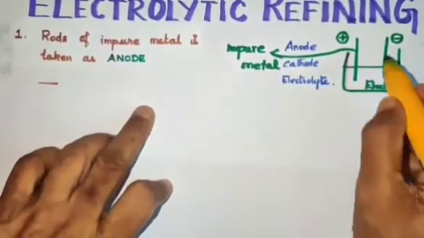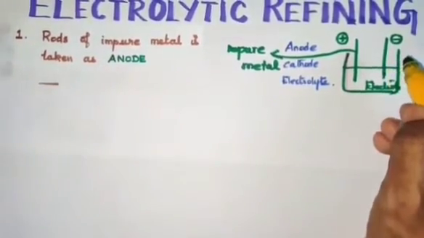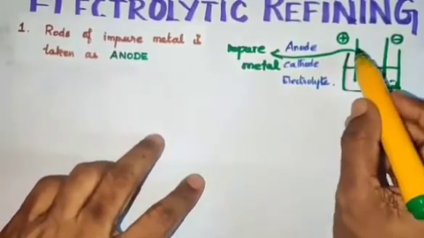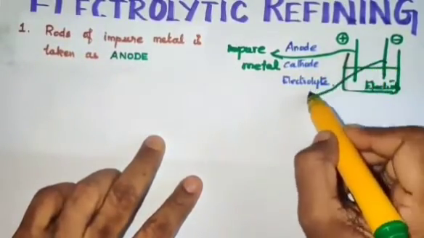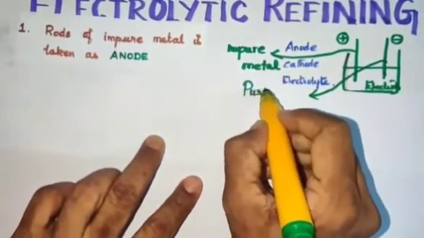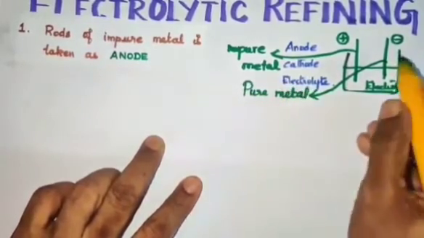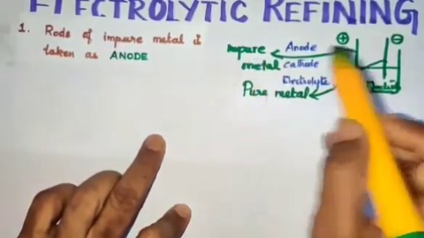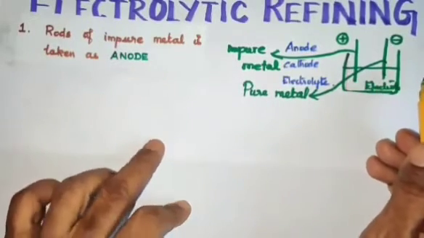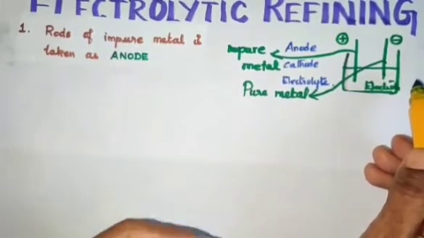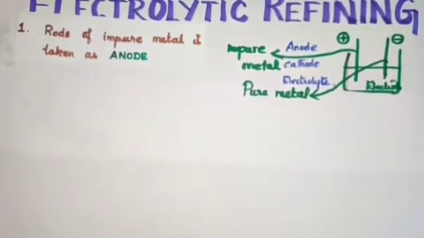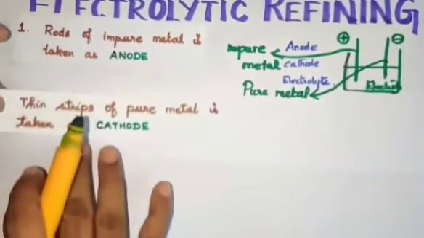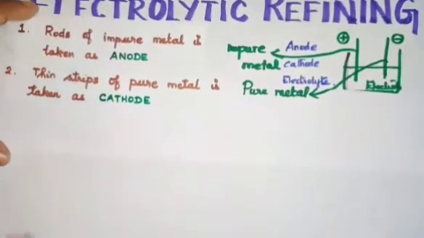Next, cathode. Cathode is a negative rod. The metal whose impure form is taken as an anode, that metal's pure form is the cathode. Pure metal acts as cathode, impure metal acts as anode. For example, if we want to purify silver, the impure form of silver is taken as an anode, and the pure form is a cathode. Thin strips of pure metal are taken as cathode.